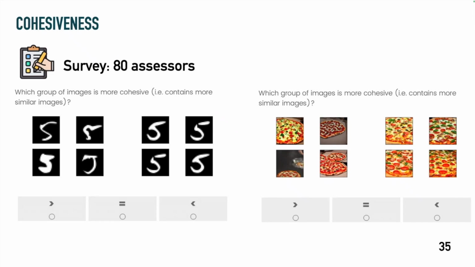In this study, we provided the human with two groups of images. One group of images is selected only from one cell of the feature map. The other group is selected randomly from different areas of the feature map. Then we asked the human which group of images is more cohesive, so contains more similar images. They could select which one is more cohesive, or that they are equally cohesive. And 80 assessors answered this human study, 40 for MNIST and 40 for ImageNet.